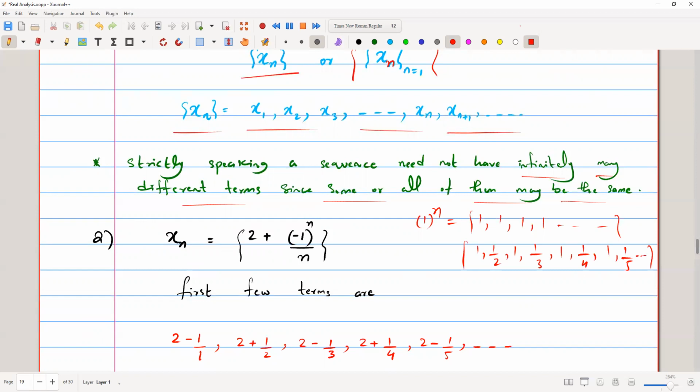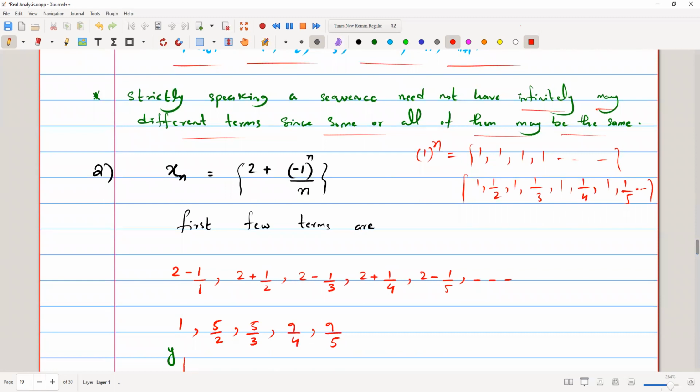So the terms of the sequence can be repeated. The terms can be repeated in the sequence, so it's not necessary that all the terms are different in a sequence. Let's talk about an example where a sequence is given by the function xn equals 2 plus (-1) to the power n over n, and we write a few terms of this sequence on the real line.